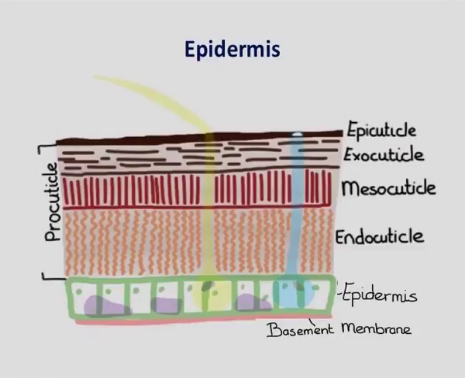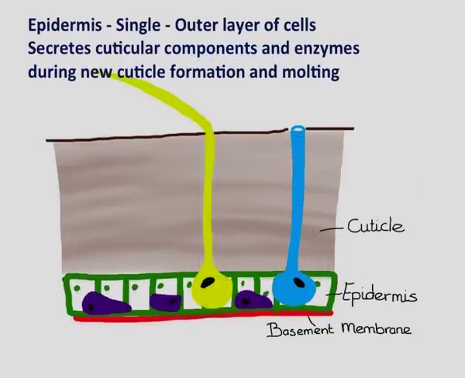So, the next one is the epidermis. The epidermis is a single outer layer of cells. Epidermal cells are secretory in function and secrete cuticular components and enzymes during new cuticle formation and molting. So, it is a very important function of epidermal cells. What is new cuticle formation and molting? It is a separate chapter, how the new cuticle is formed. This is the basis for new cuticle formation and molting.